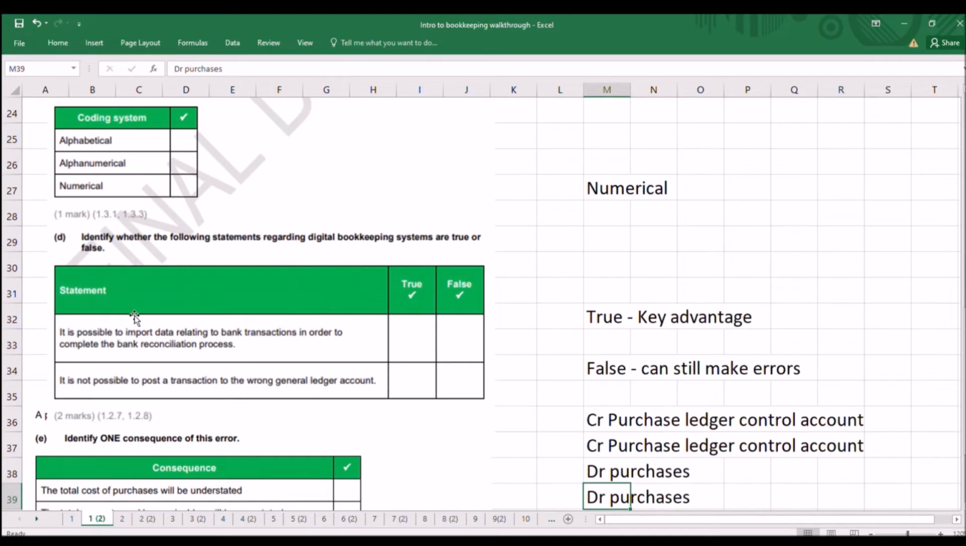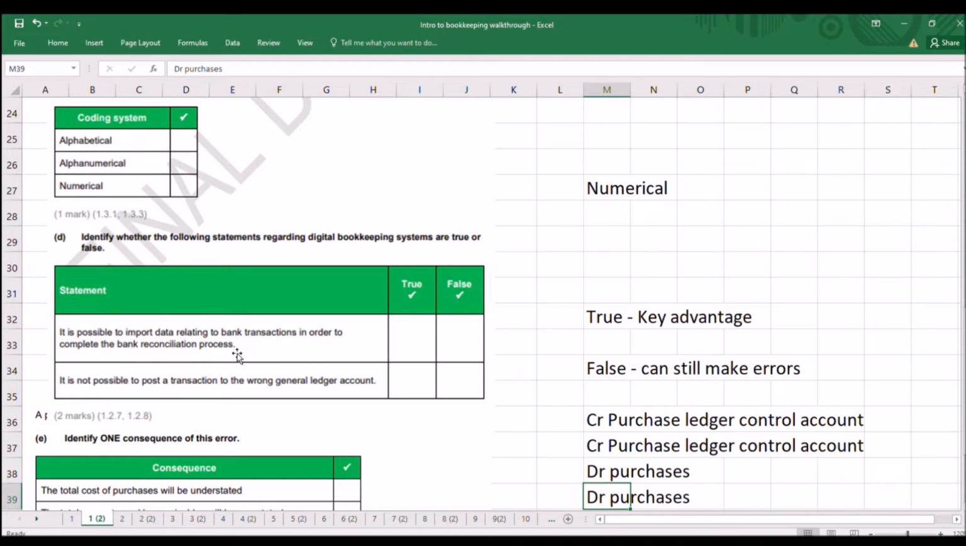D. Identify the following statements regarding digital bookkeeping systems. So instead of a manual system where we're writing out by hand, we've got a digital bookkeeping system, and it's true or false. It is possible to import data relating to bank transactions in order to complete the bank reconciliation process, and that is a key advantage.